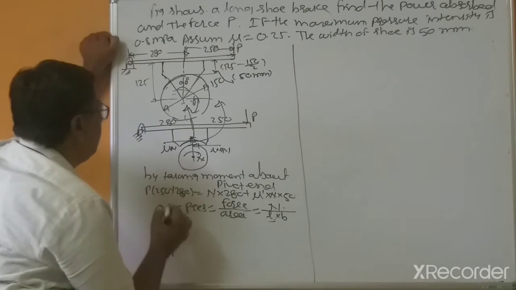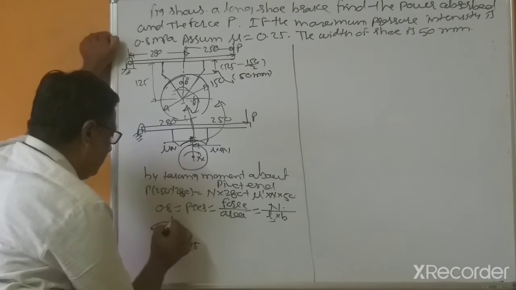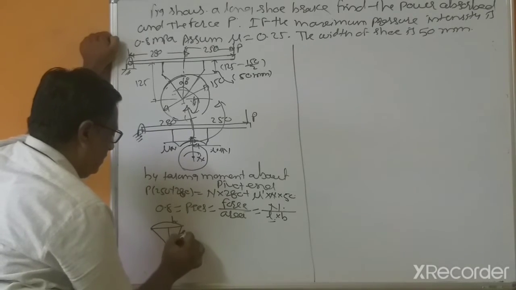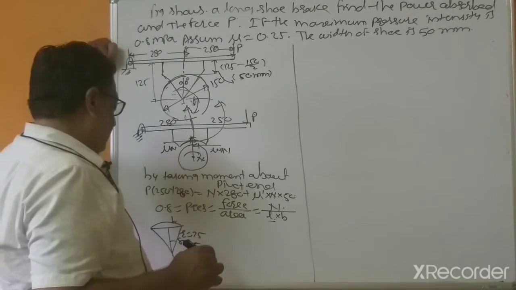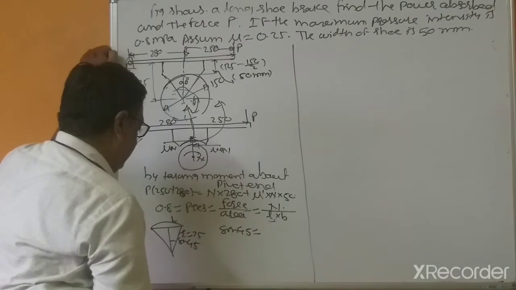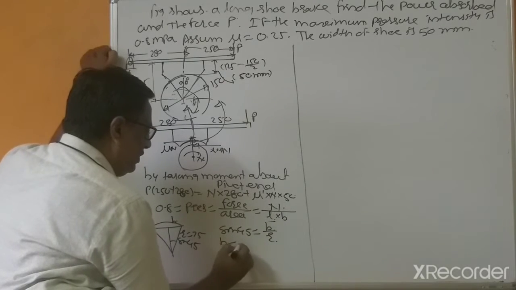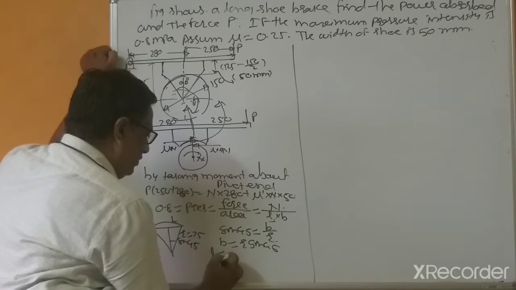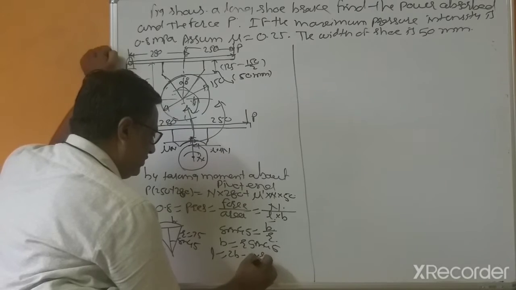This angle is 45, suppose this is B and this is R equal to 75. So that's why sine 45 equals B divided by R, or B equals R into sine 45, and length equals 2B. So that's why this is 2R.